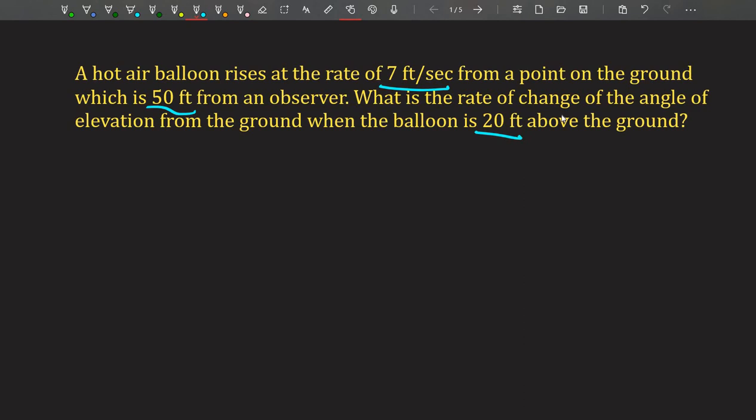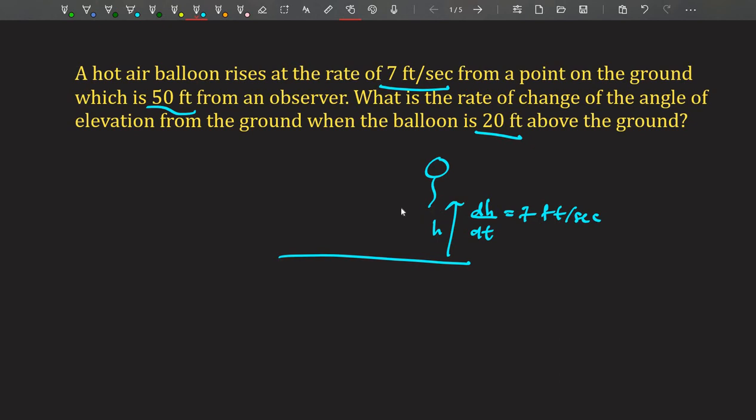For this type of problem, it is suggested for you to sketch. Let's say this is a balloon, and it rises from the ground. Let's label the height as H. So dH/dt is equal to 7 feet per second.